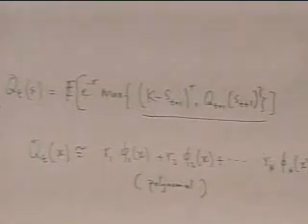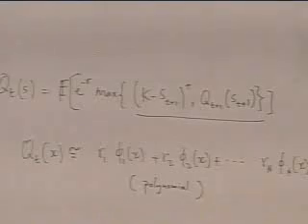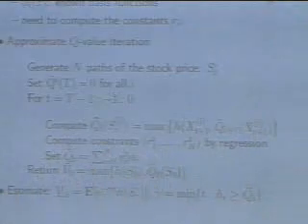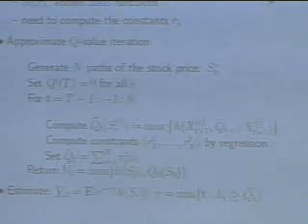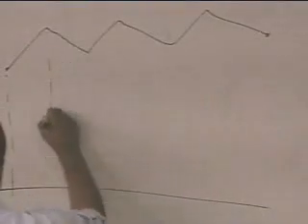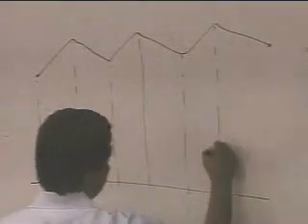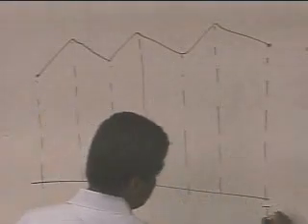So what I want to do next is come up with an algorithm that will compute this and be able to allow me to use this approximation. So here's how this algorithm works. Typically, when you're using approximate dynamic programming, you compute n sample paths of the stock price. So you start from time 0, and here's time 0, time 1, time 2, time 3, time 4, time 5, and time capital T, which is equal to 6.